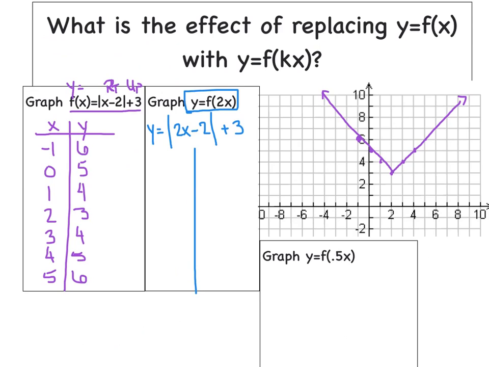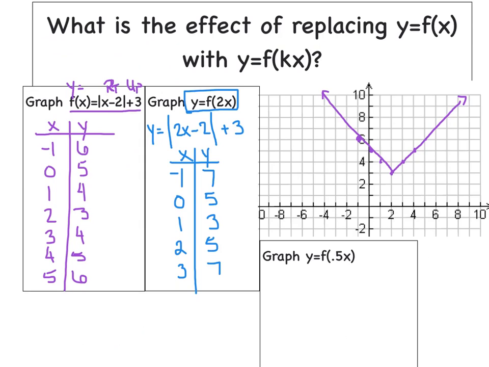Now here's maybe the most interesting part: look at what happens to my table of values. And again, we can do these by hand. You could either substitute this equation into y equals on the calculator, or we could just evaluate these by hand. Substitute a -1. Negative 2 minus 2 is negative 4. The absolute value is positive 4. Plus 3 gives me 7. If I substitute a 0, I get a 5. If I substitute a 1, I get a 3. If I substitute a 2, I get a 5. If I substitute a 3, I get a 7. I think that's going to be enough points to plot.